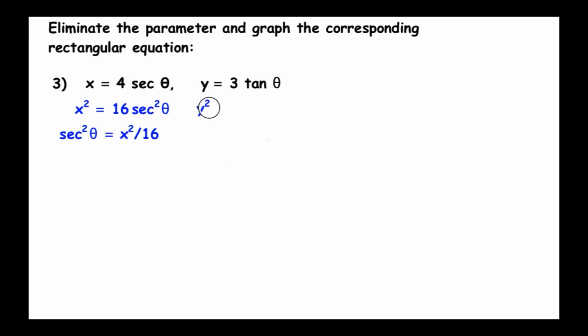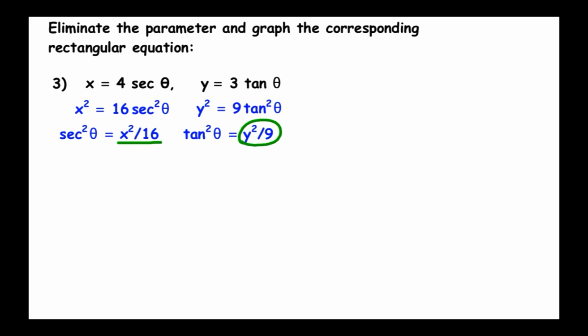So y squared equals 9 tan squared theta. And dividing by 9, and I'll rearrange. So I'm going to have tangent squared theta is y squared over 9. Now remember that tangent squared plus 1 is secant squared. So we have tangent squared, that's this, plus 1 is secant squared.